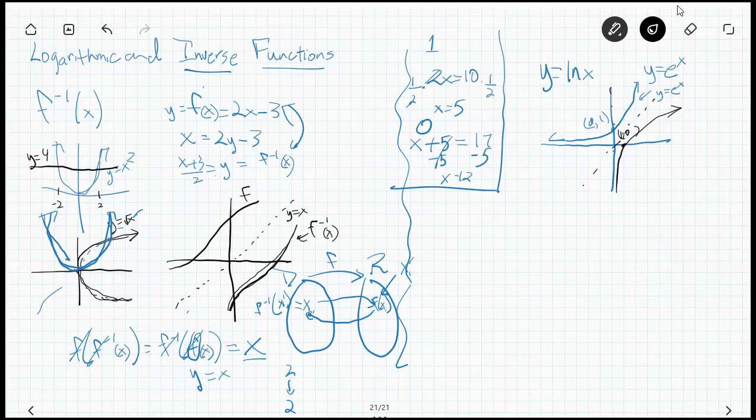Now, this is just the mother graph right here. f of x equals the natural log of x. So it behaves like all other mother graphs.